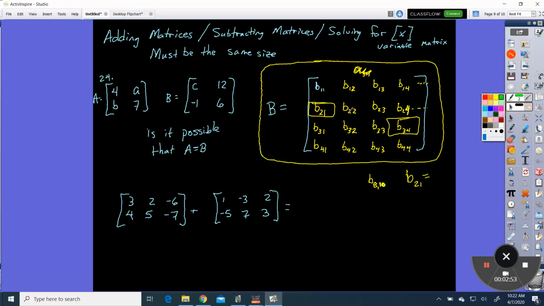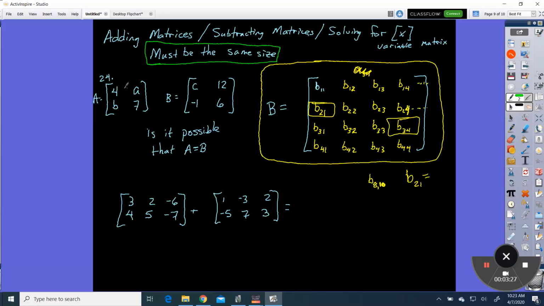Now, on the next part, when we add, subtract, solve for x with matrices, they must be the same size. Okay, they have to be the same size. If not, you can't add them, you can't subtract them, you can't solve. So, unless there's, well, not even then, okay? There is a way to solve, and it's kind of crazy. You'd have to have some multiplication in there. But for the most part, if we're going to solve for them, they need to be the same size.